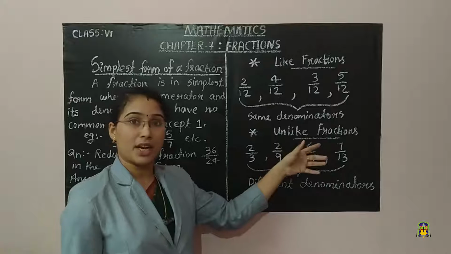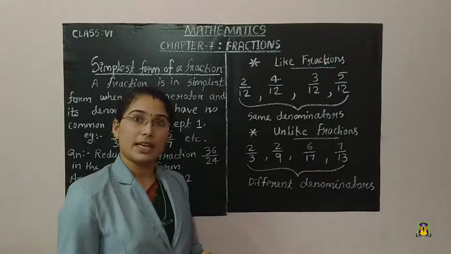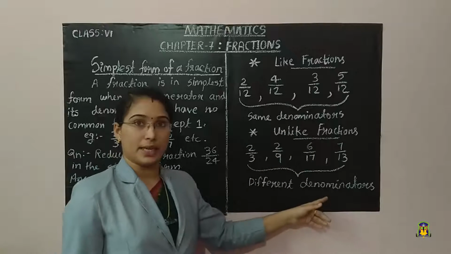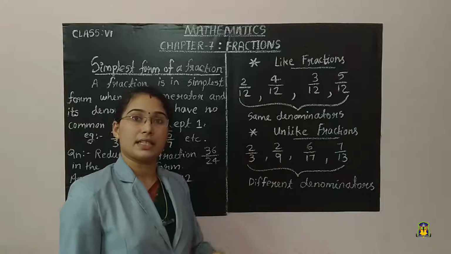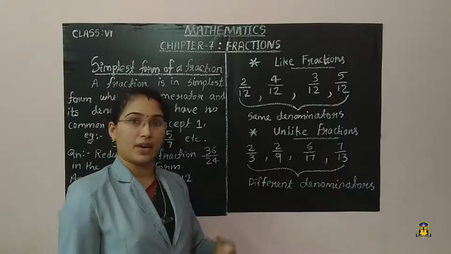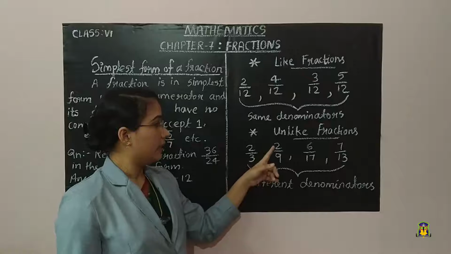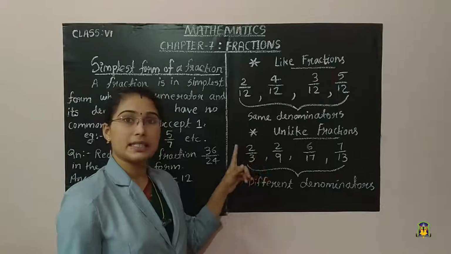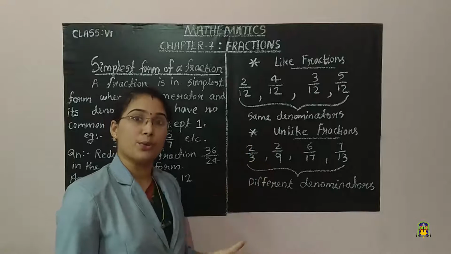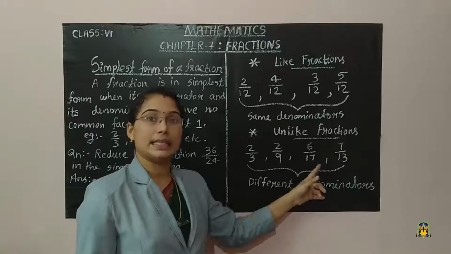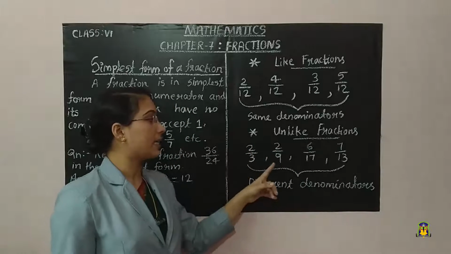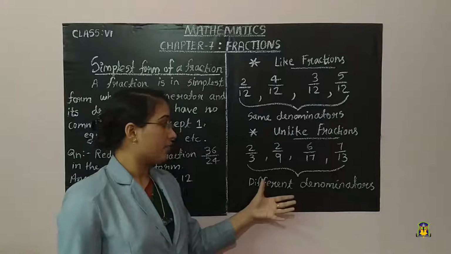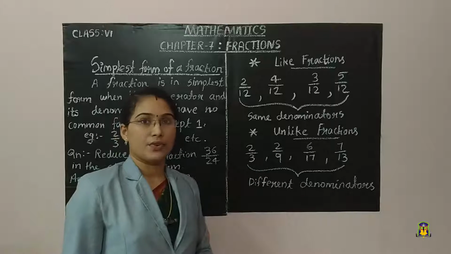Then what is unlike fraction? Just the opposite of like fraction: different denominators. Which fractions have different denominators? Those fractions are called unlike fractions. Here 2 by 3, then 2 by 9. Here the numerators are the same. No need to look at the numerator. We want to check only the denominator. If the numerators are the same but the denominators are different, the fractions are unlike fractions.